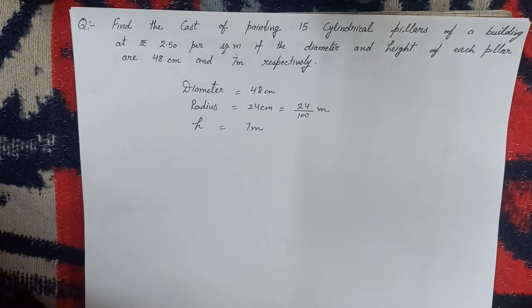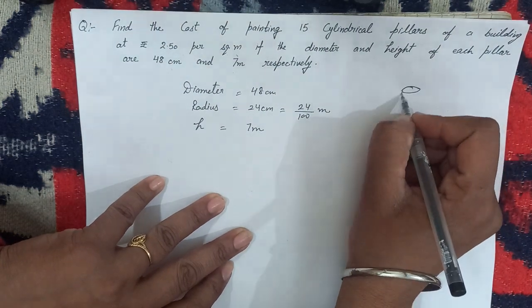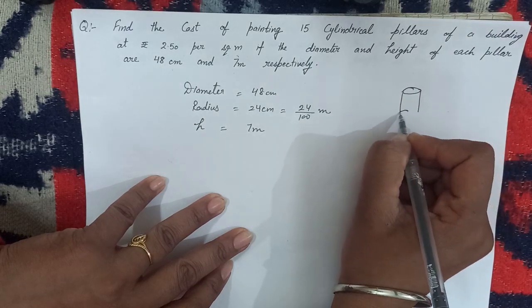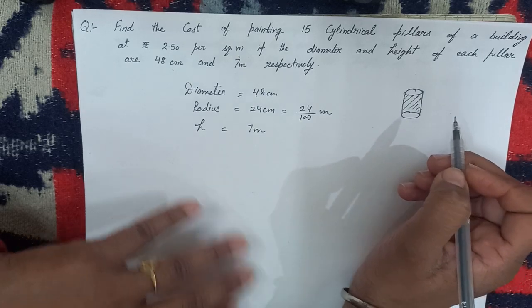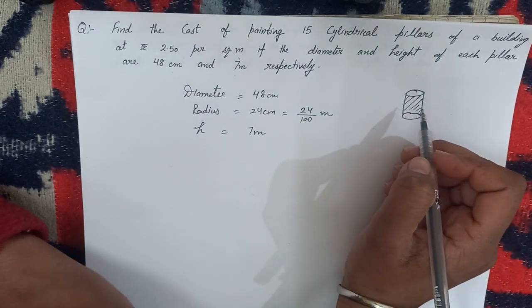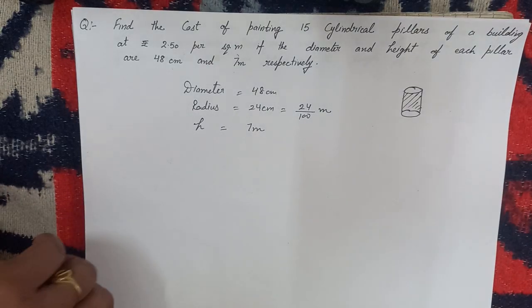If you have seen pillars anywhere, then you may have noticed that the pillar is attached to the roof and also to the ground, so the area attached to the roof and the ground we will not paint. So the left area, this circle is not required, there is no need to paint. This we also don't paint. The thing that we paint is only this area, and this is called the curved surface area. So we just need to find out the curved surface area or the lateral surface area of it.